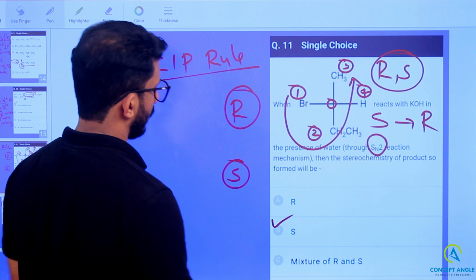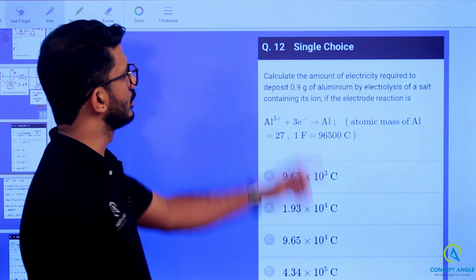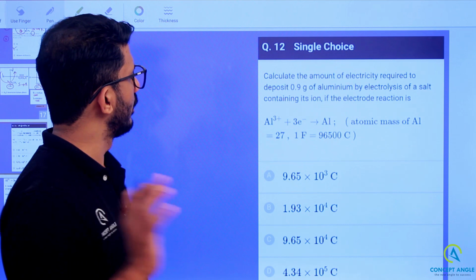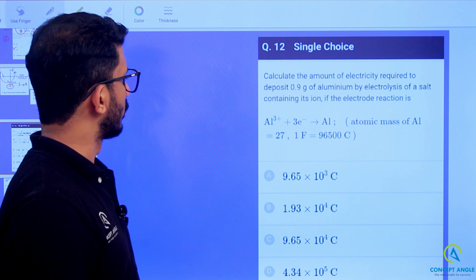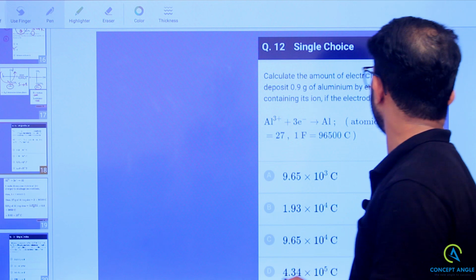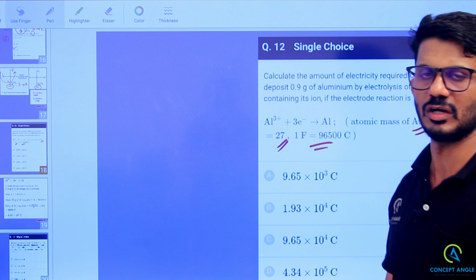So let's move to the next question. Question 12: Calculate the amount of electricity required to deposit 0.9 gram of aluminium by electrolysis of a salt containing its ion, if the electrode reaction is aluminium 3 plus ion combining with 3 electrons to form aluminium. The atomic mass of aluminium is given as 27, and 1 farad is equal to 96500 coulomb.